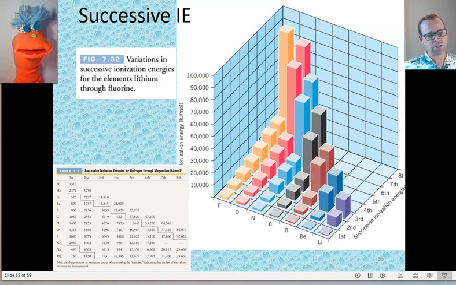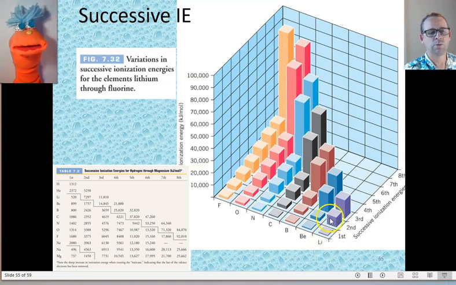Successive ionization energies. You can remove more than one electron from atoms, but it requires more and more energy to remove those electrons. So looking at lithium, the first electron to be removed requires this much energy. The second, a lot more. The third is twice as much as the second, but wow, look at the jump between the first and the second.